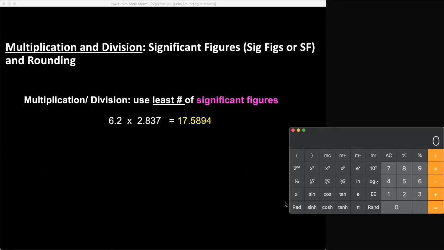Now let's look at multiplication and division. So here you're using the least amount of significant figures. So again, with addition and subtraction, you went by decimal places, the least amount of decimal places. Multiplication and division, you're going by the least amount of significant figures. So let's look at this example. 6.2 times 2.837.